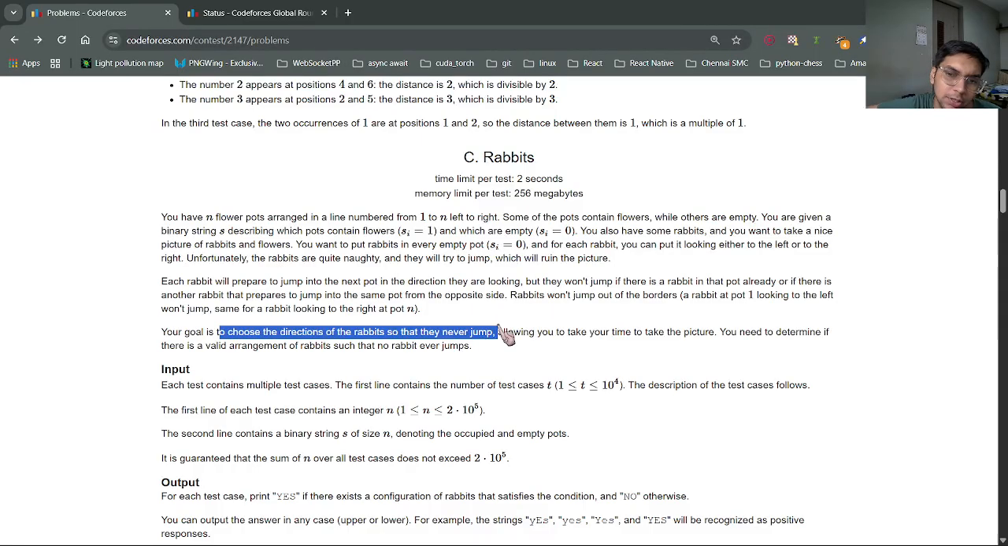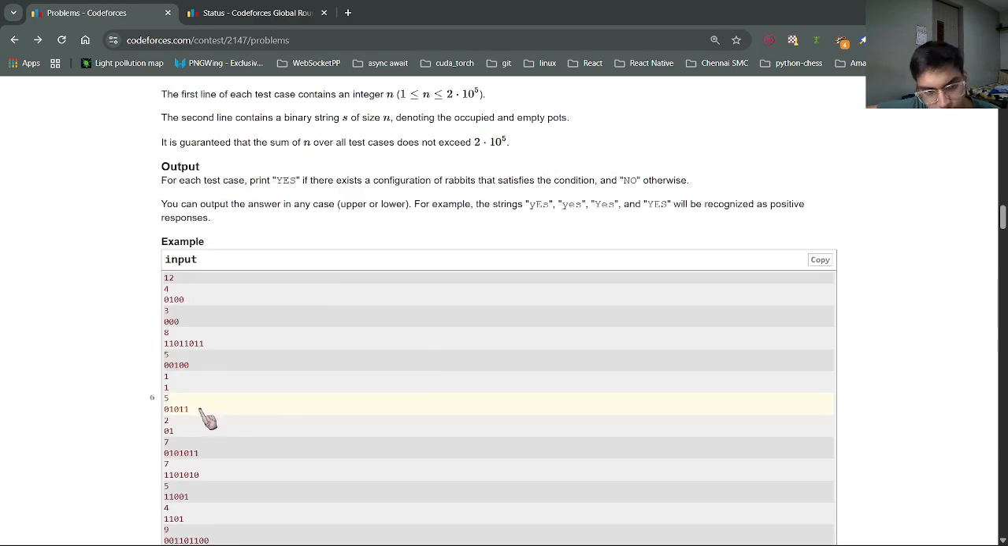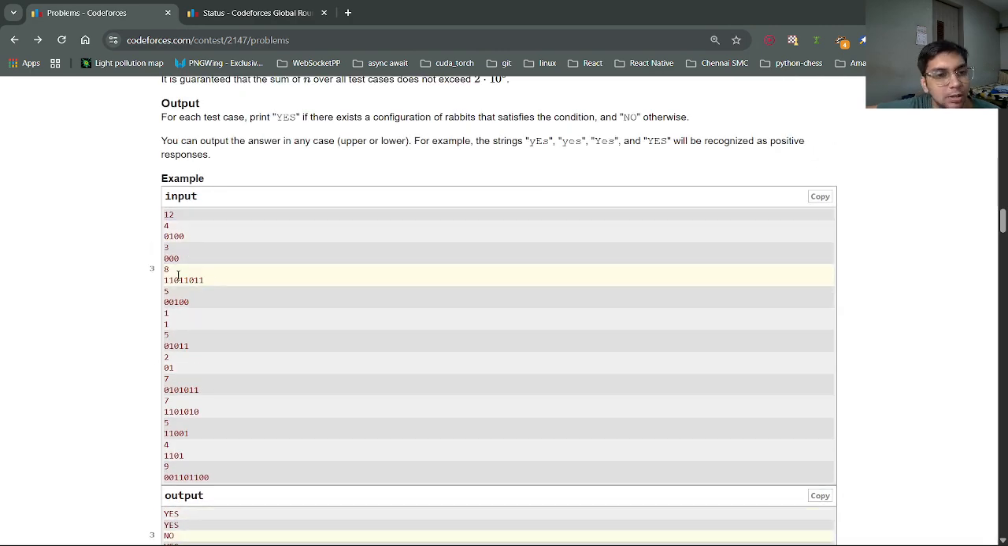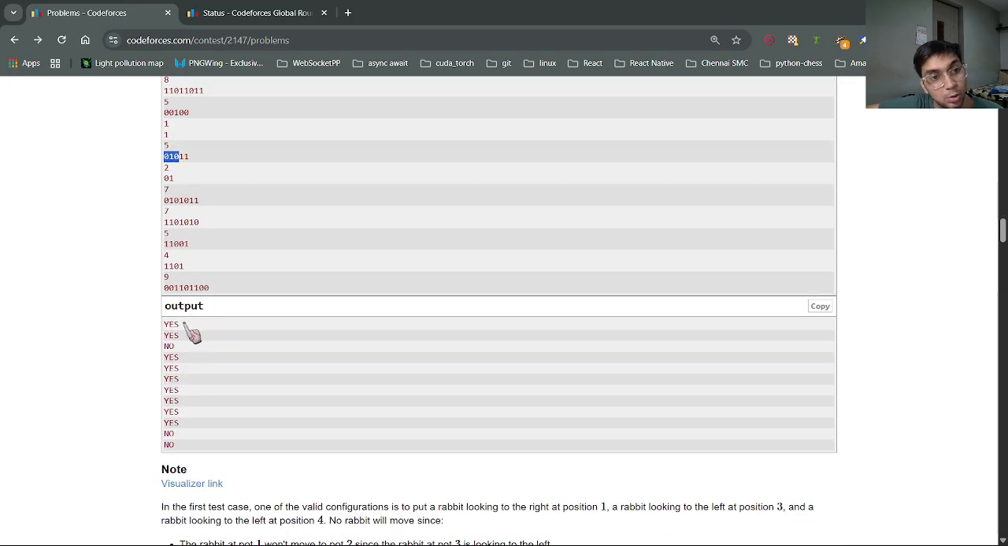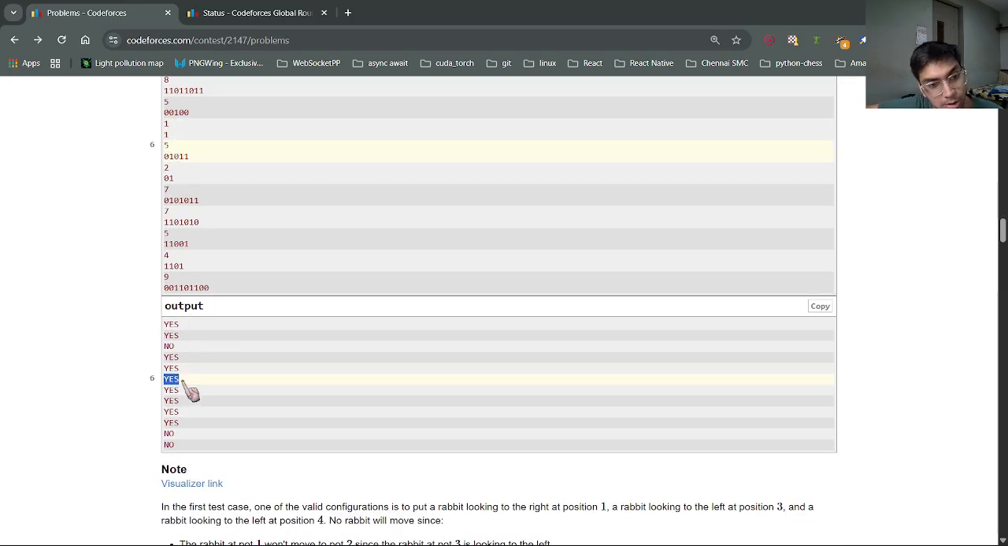But what if both rabbits want to jump into the same pot, but they both are like the other rabbit wants to jump, the other rabbit wants to jump. So that's why they both don't jump. Can that happen?